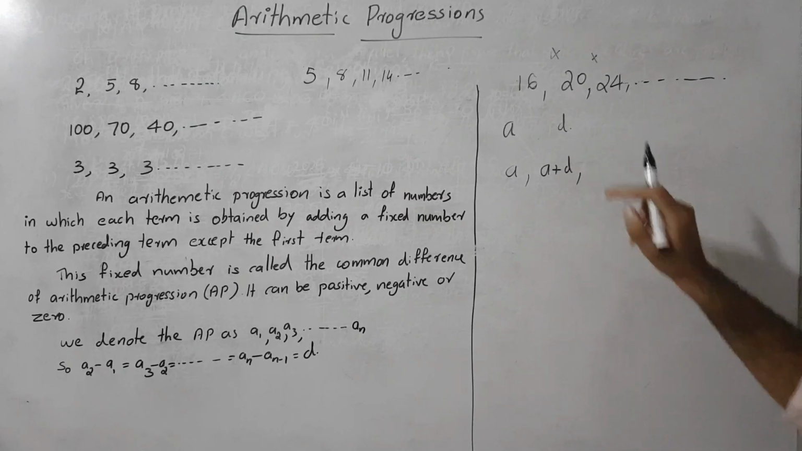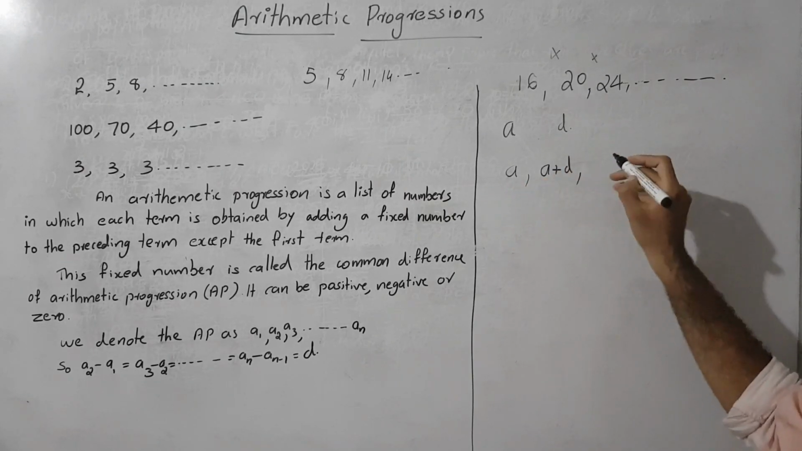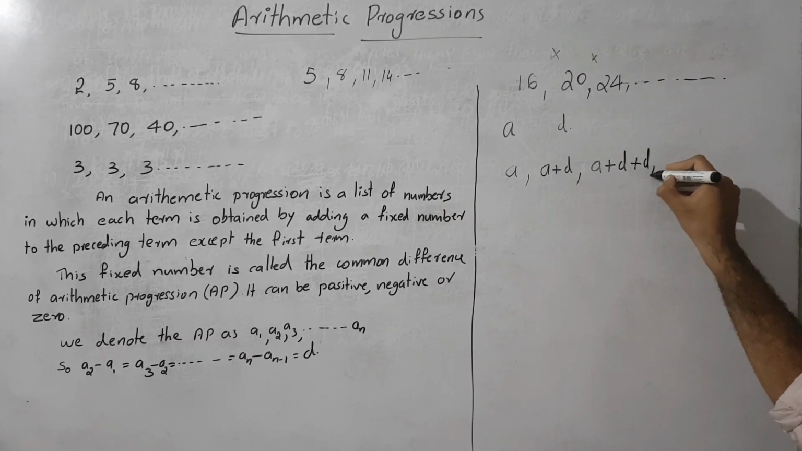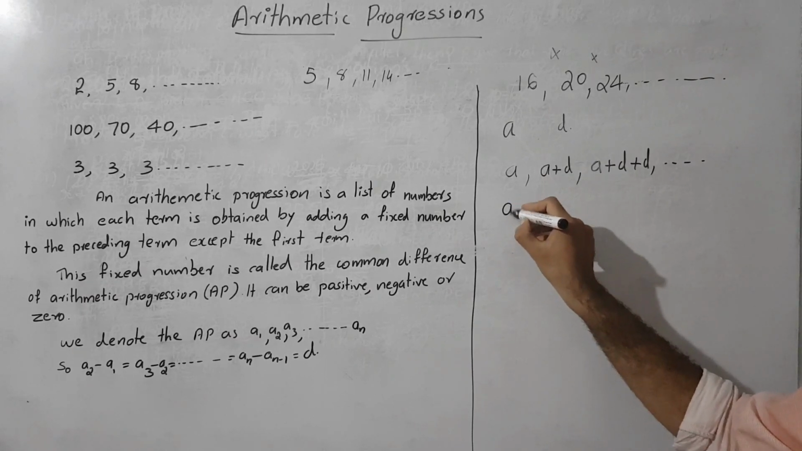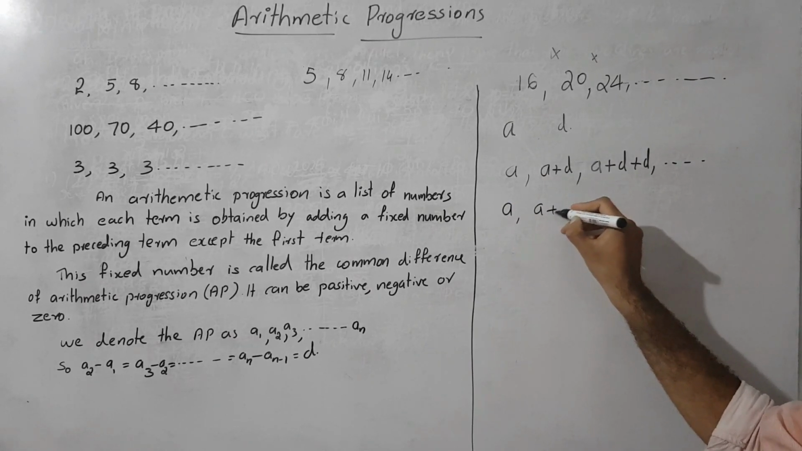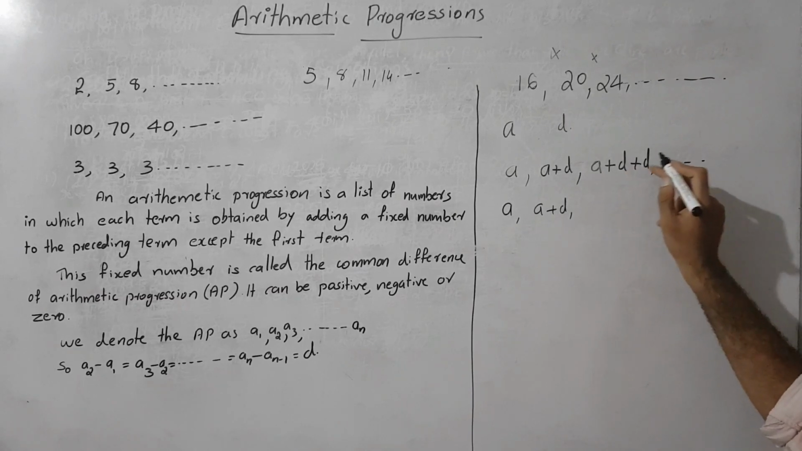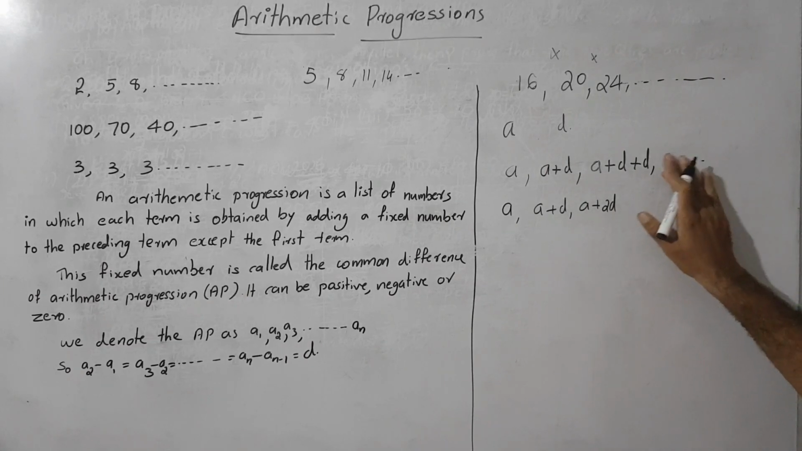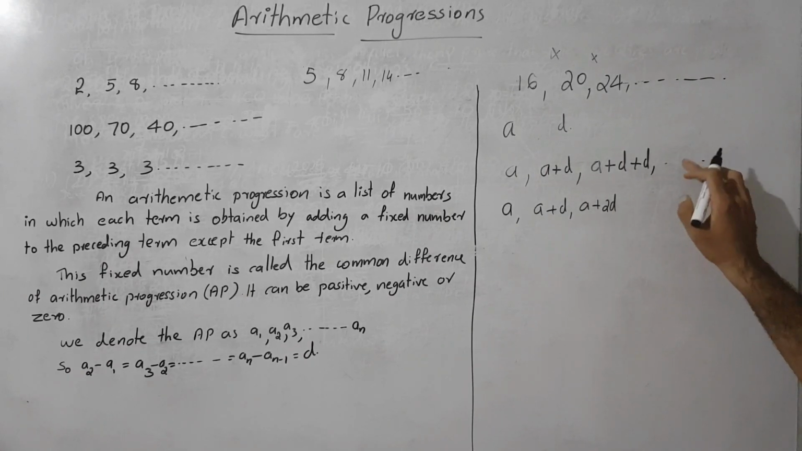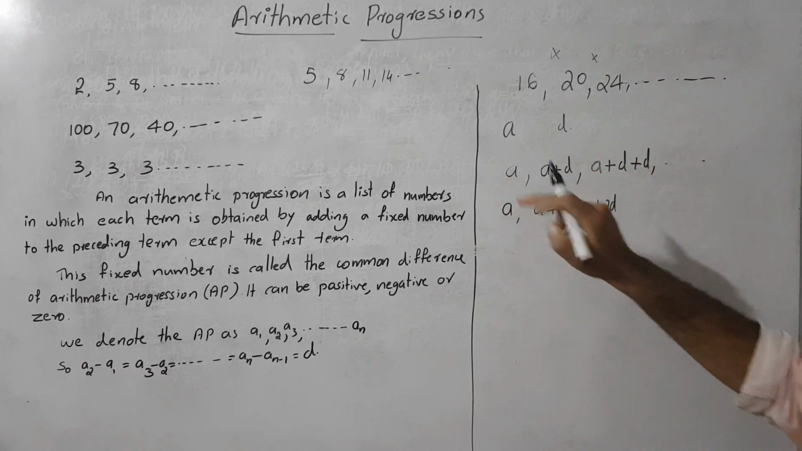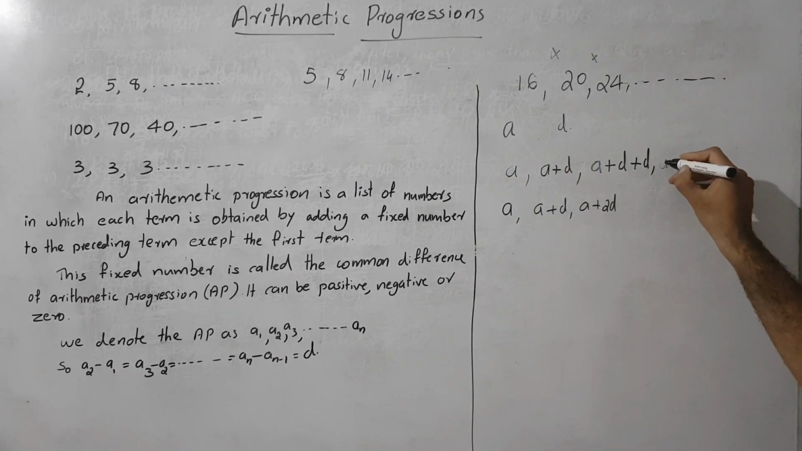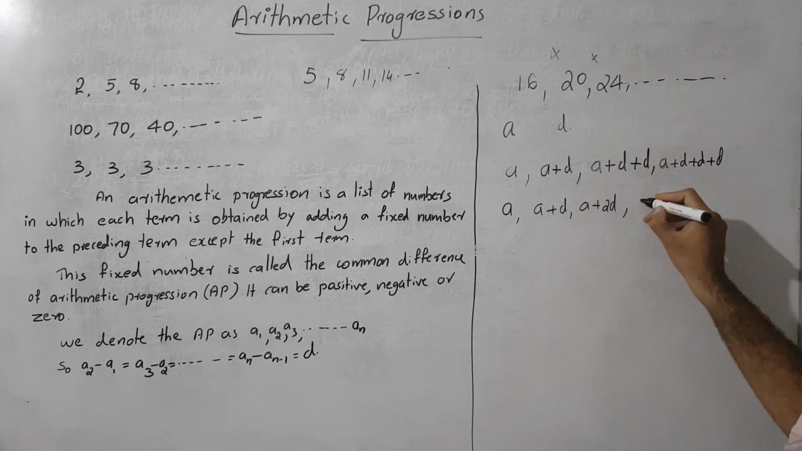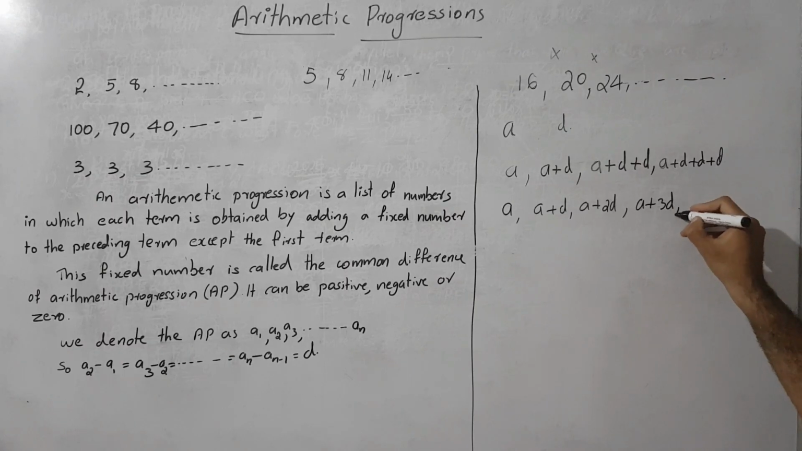Then how do we write the third term here? On the basis of the first, A plus D, correct? That means A, comma, A plus D, comma, then A plus D plus D. What is D plus D? That is A plus 2D. Then how do we write the next term? How many times do we need to add the common difference to the first? Yes, 3 times. A plus D plus D plus D, that means A plus 3D, correct?